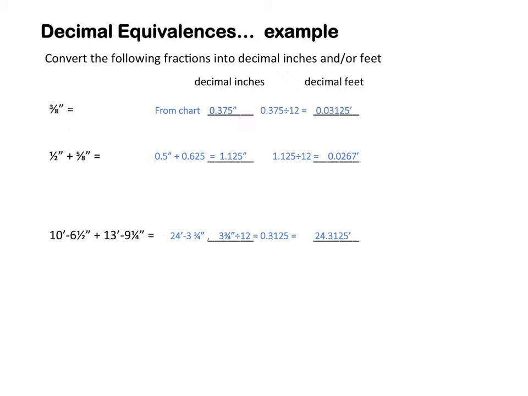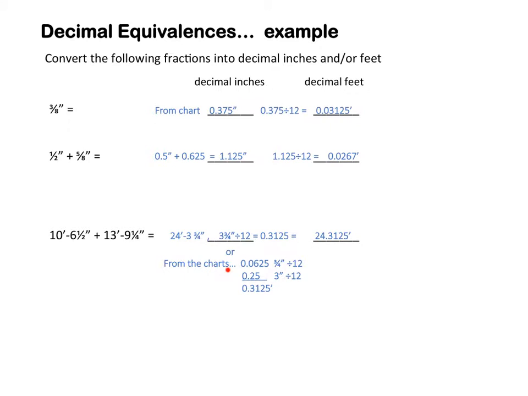And the next example, getting a little bit more complicated, let's take 10 foot 6.5 inches plus 13 foot 9.25 inches, and you would get 24 foot 3 3/4 inches. The 3 3/4 inches divided by 12 would be 0.3125, and the final answer would be 24.3125 decimal feet.